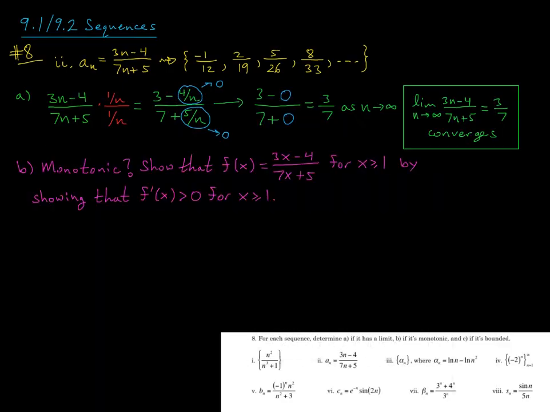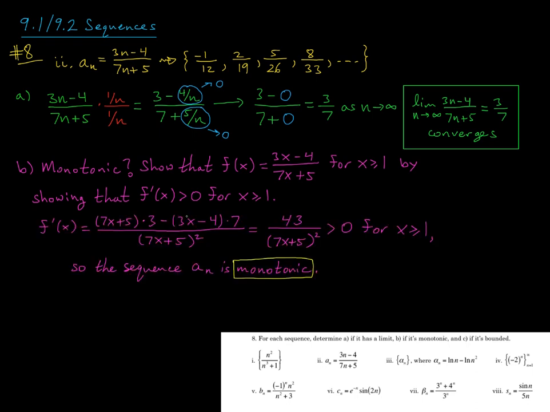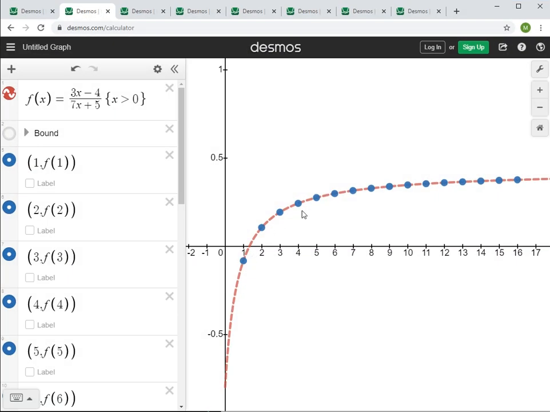Well, we can do that by showing that this function has a positive derivative for x greater than or equal to 1. And so to compute the derivative, use the quotient rule again, right? Low d high minus high d low all over low squared. And this simplifies to 43 all over 7x plus 5 quantity squared. And that is strictly greater than 0 for all x greater than or equal to 1 because the numerator and the denominator are positive. All right, so yes, this sequence is monotonically increasing. So it's a monotonic sequence.